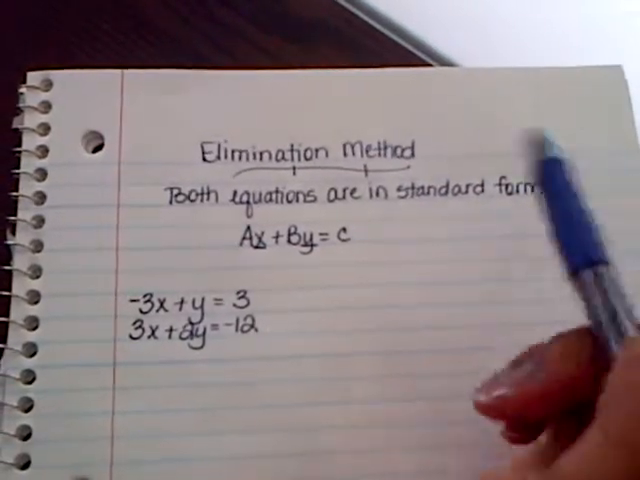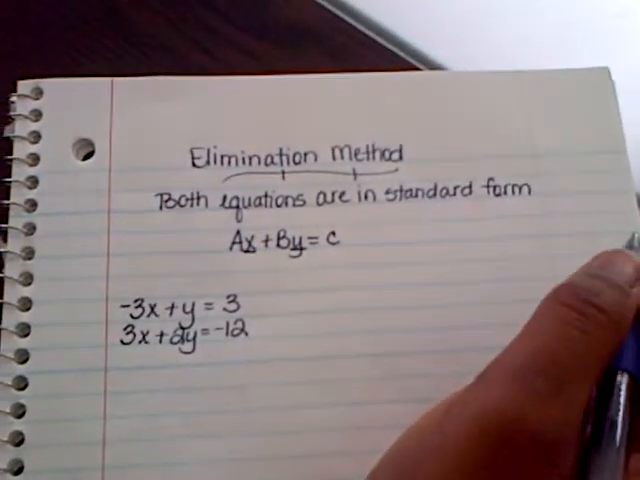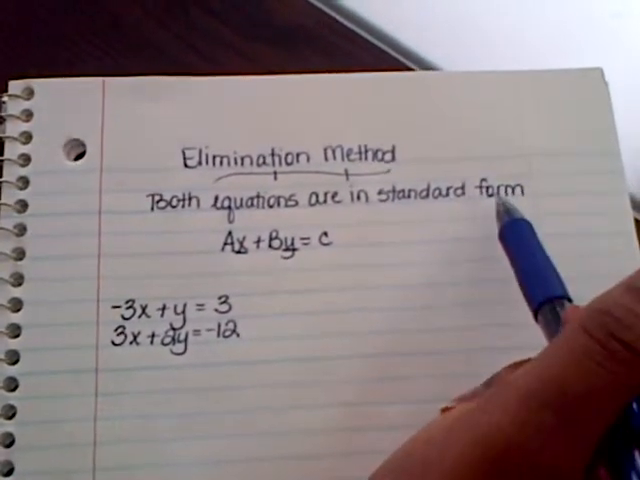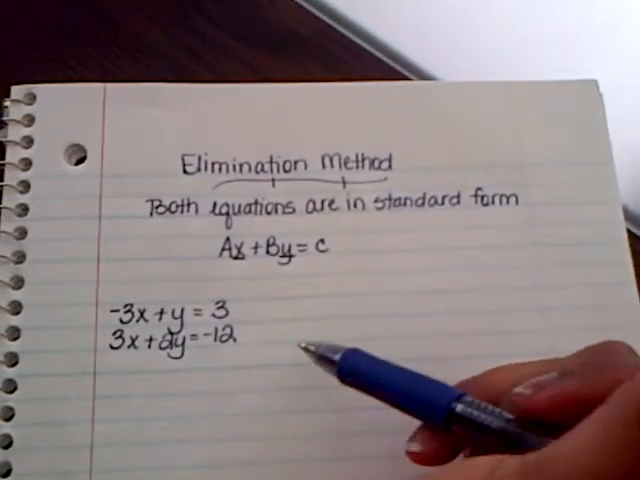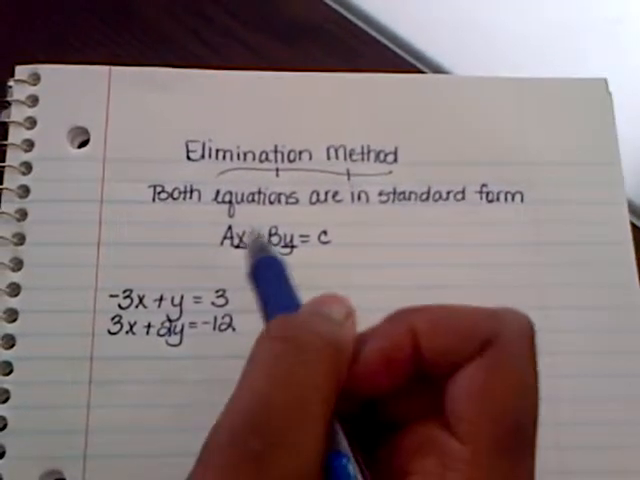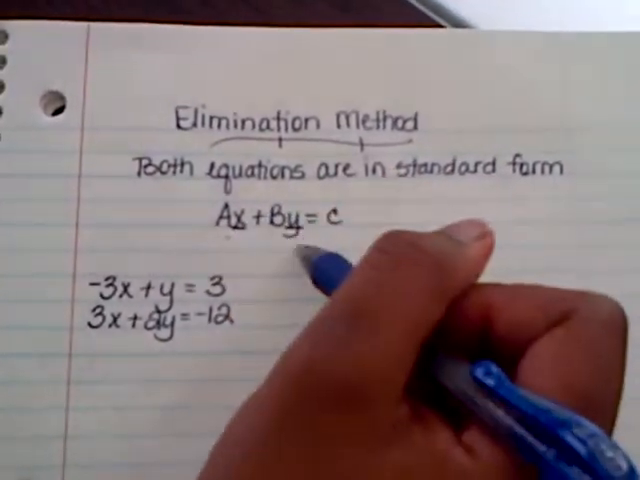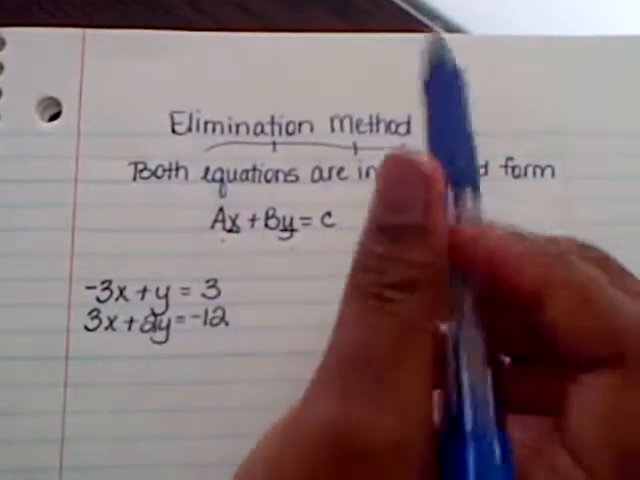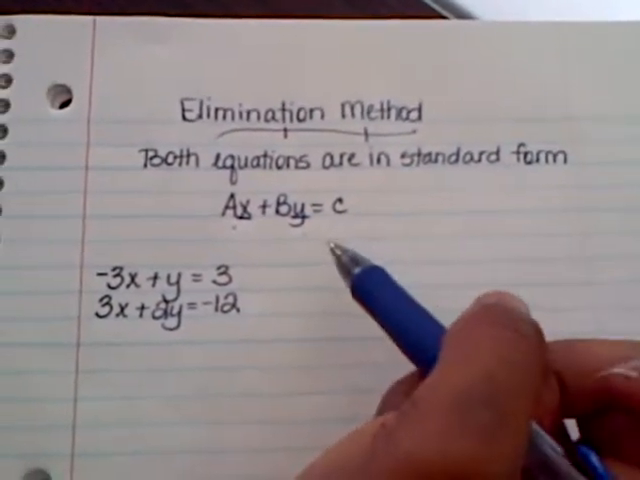Alright, so today we're going to discuss the elimination method to solve systems of equations. You want to use the elimination method when both of your equations are in standard form. For those of you that don't remember, standard form is ax plus by equals c, where x and y are on the same side of the equal sign. So if you have two equations in that form, then you want to use elimination.